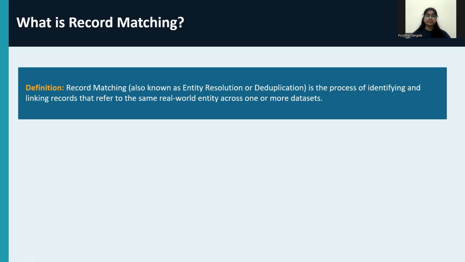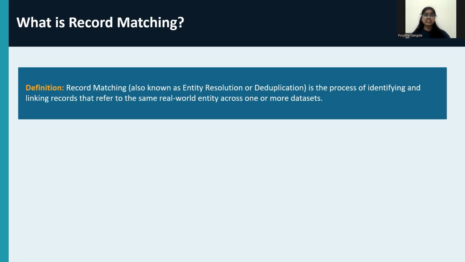What is record matching? It is the process of identifying records that refer to the same real-world entity. For example, consider these three names: Ravi Kumar, R. Kumar, and Ravi K. For us, it's easy to understand that these may refer to the same person, but for a computer, these are completely different records. So, record matching helps the system understand that these different entries actually represent the same entity.